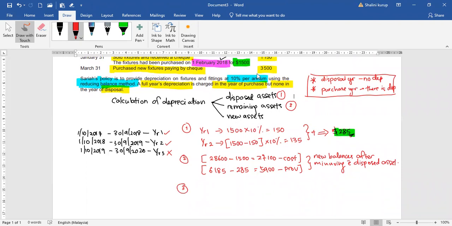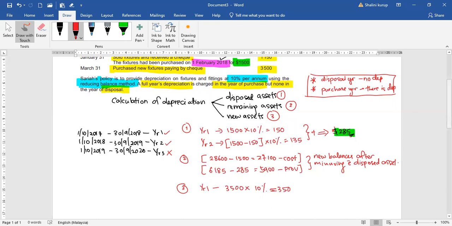The new asset that you bought was 3500. 3500 is the cost, and this is the first year, the purchase year, so there is depreciation. There's a full year's depreciation, and obviously you purchased it on March 31st, which is in the range of this year. Therefore, for year one only, you do 3500 times 10%, and you get 350. Since it's the first year, there's no accumulated depreciation. Therefore, you get 350.